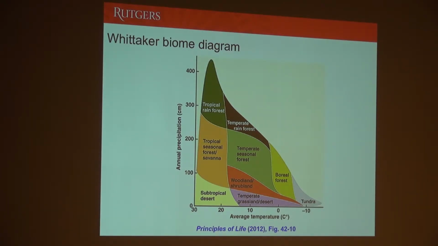What I just showed was actually from a very old scheme called the Köppen climate classification system. This is maybe a newer one, taking into account more types of biomes, the Whittaker biome diagram, just showing you how, in terms of average precipitation and temperature on the y and x axes, they map out in terms of where different ecosystem or biome types are found.